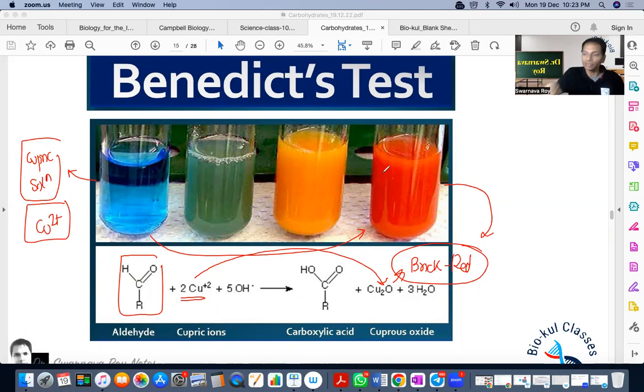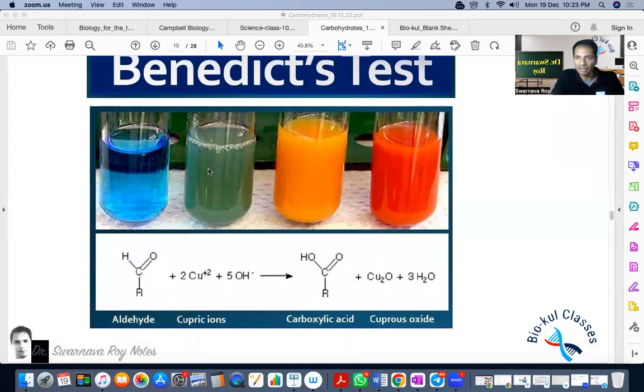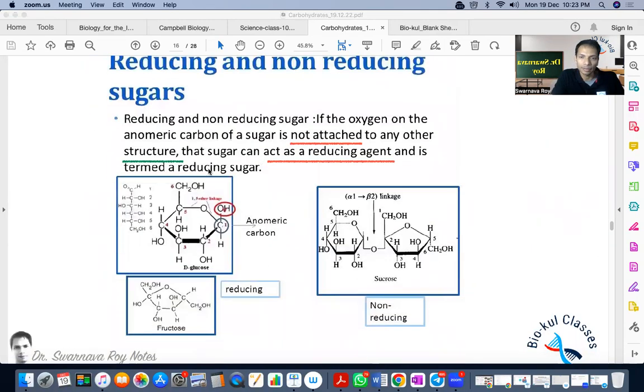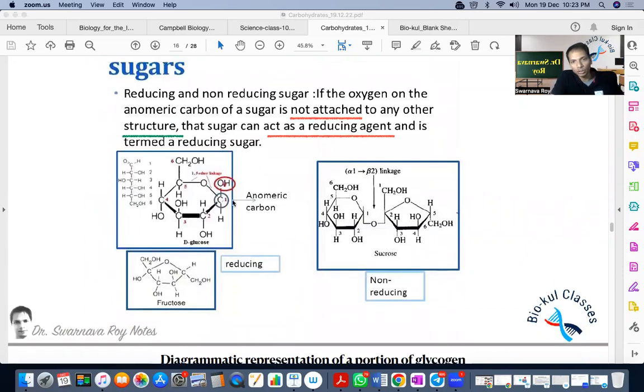So now we have learned what an anomeric carbon is, what a reducing sugar is, and how to test for the presence of a reducing sugar by using Benedict's reagent. Again, these figures show the same thing. You see D-glucose is reducing because the anomeric carbon is free. It is free to bond.